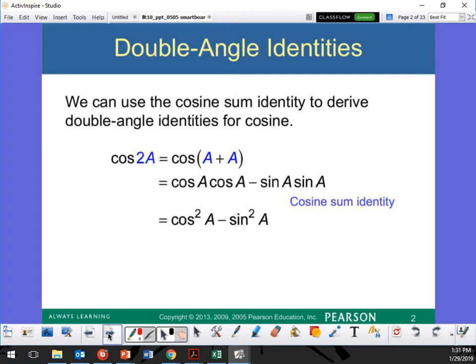All right, double angle identities. Double angle. Double means twice, right? Twice whatever the angle is. Okay, so double angle 15 would be 30. Okay, is that something we know? Yeah. This works out all the time. Every time.